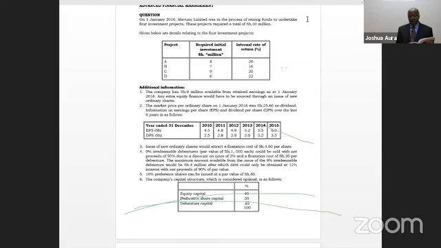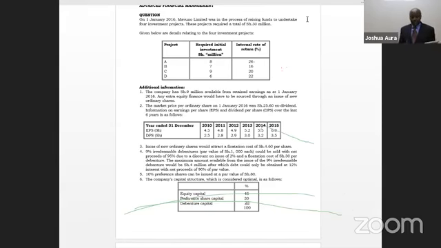Additional information: the company has 9 million available from retained earnings as at 1st January 2016. Any extra equity finance would have to be sourced through an issue of new ordinary shares. Note 2, the market price per ordinary share on 1st January 2016 was 25.6 ex-dividend, which is very good for us. Whenever you have these items being given to us, ex-div, that makes our work very easy. Information relating to EPS and DPS over the last 6 years is given there.